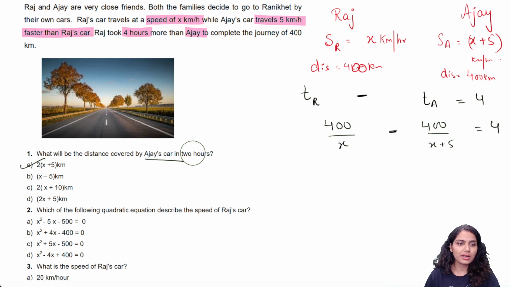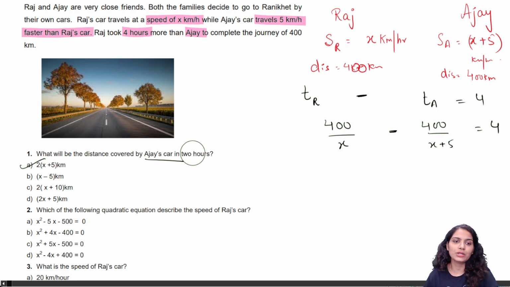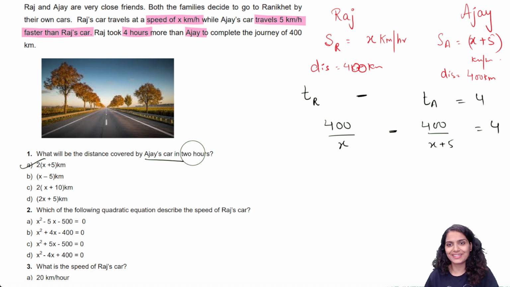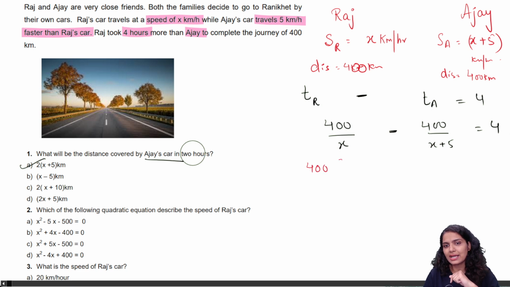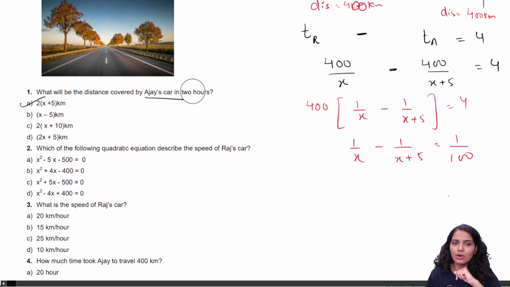So with this we are done with the first question, and let's see the second question. Which of the following quadratic equations describes the speed of Raj's car? So for this, of course, we need to solve the equation, and solving the equation seems easy over here because you can see 400 on the left and 4 on the right. Yes, so I can take 4 common and let's write this upon the same thing. I've just taken 4 common and I can simplify it. Okay, so is it solved?